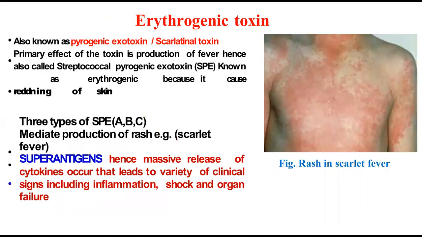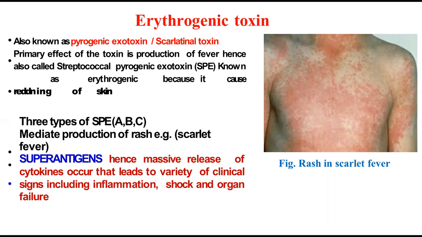Now come to the erythrogenic toxin, also known as pyrogenic exotoxin or scarlatinal toxin. Why is it called pyrogenic exotoxin? Because pyrogenic, it causes fever in the host. And it is also called scarlatinal toxin because it can cause skin rash in a person. So that's why these two names were given to it. The primary effect of this toxin is the production of fever, hence also called streptococcal pyrogenic exotoxin, and known as erythrogenic because it causes reddening of the skin.